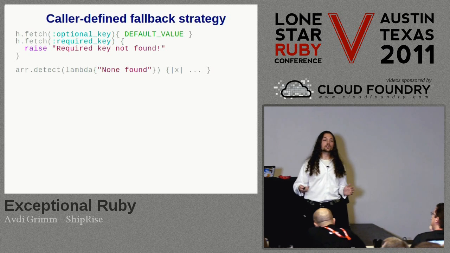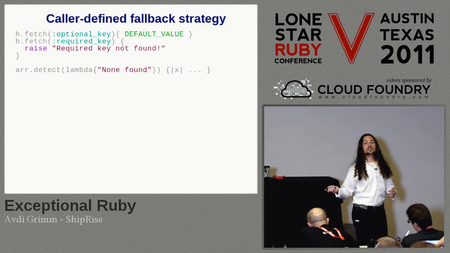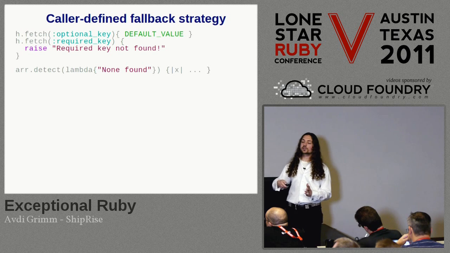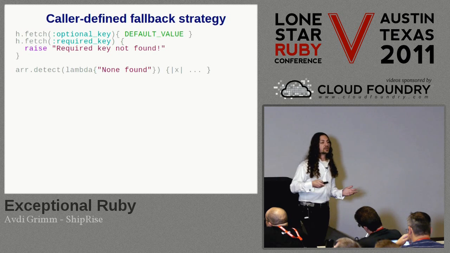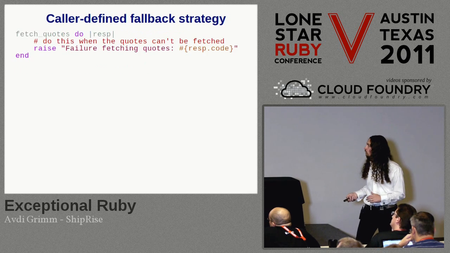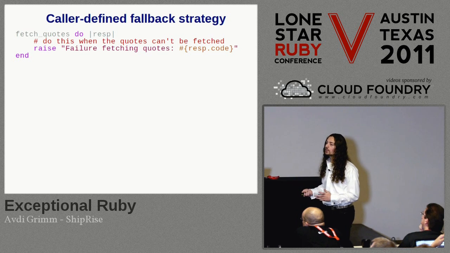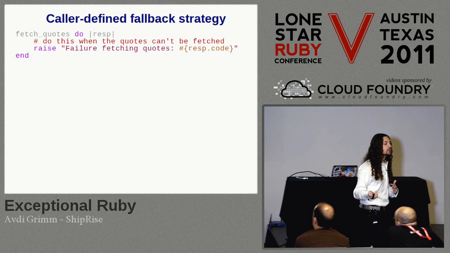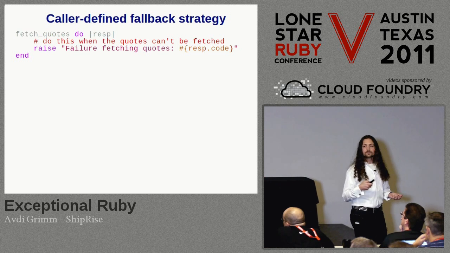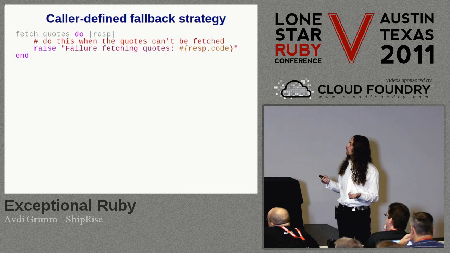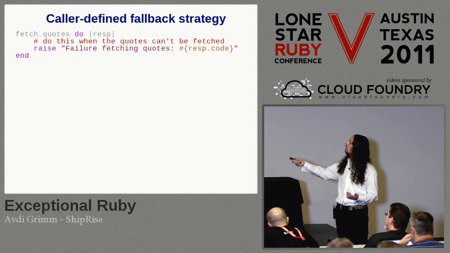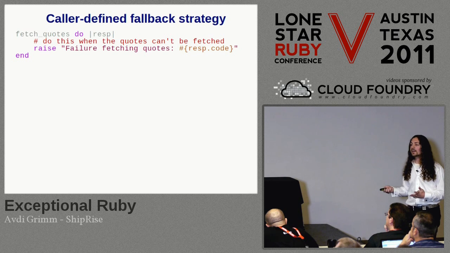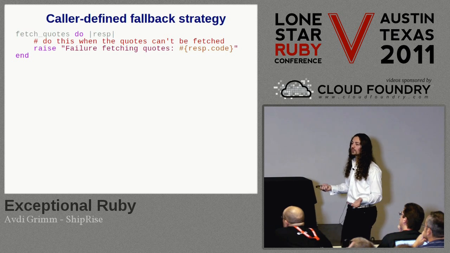You can see this in various forms. In the detect method, the block was already taken, and so the Ruby library instead uses an argument to provide that fallback action. And it's very easy to do this in your own code, to provide some way for the caller to decide. You can provide a block to your method, and the caller then decides how to handle when the request doesn't work.